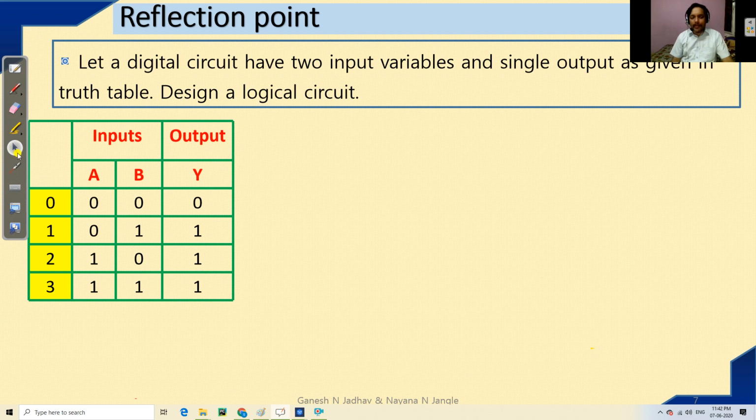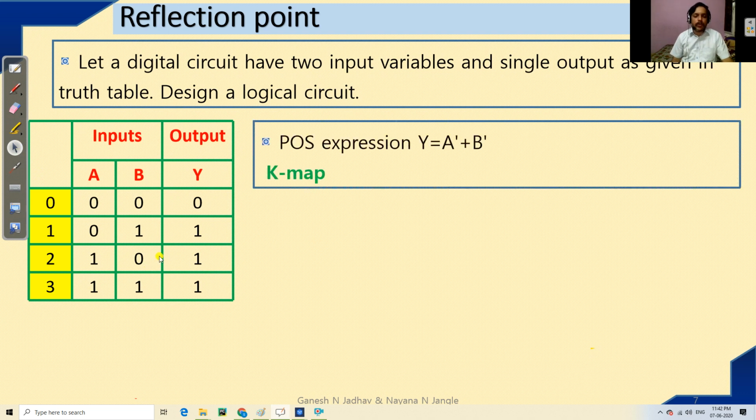Hope you have written the answer correctly. Let us write down the POS expression. What is the POS expression for this? To write the POS expression, the outputs that are 1 must be neglected, and we take where the output is 0. So I can write it is a plus b. It is not a dash b dash, sorry, it is only a plus b. Here it is 0 0, so the output is a plus b.